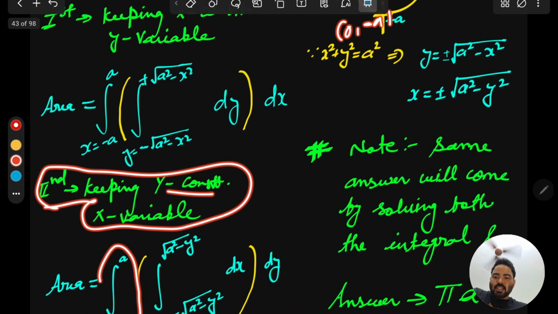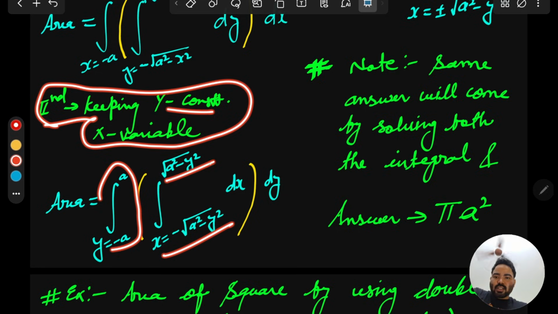Just put the limit here, x minus a under root and whatever this limit. And after that, if this is variable in y, that means this is x limit, and after that just integrate with respect to y and you will get the answer.